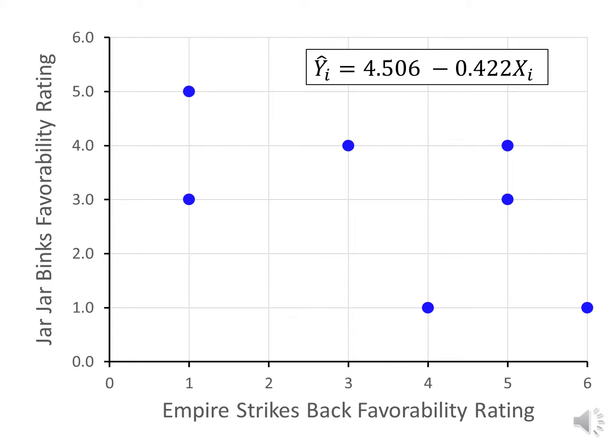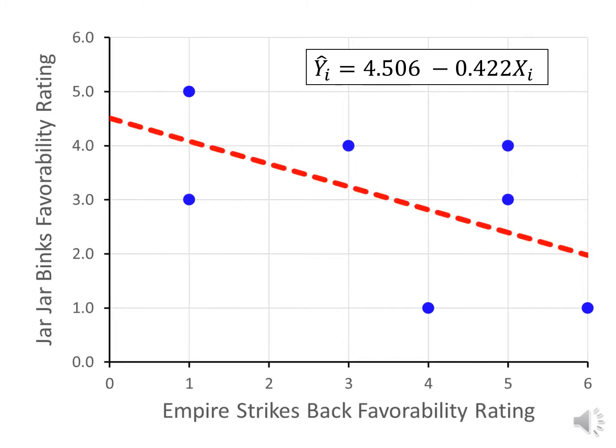For example, we already know that when x is 0, the predicted y is 4.506. Remember, it's the y-intercept. And when x is 6, the predicted y is 4.506 plus 6 times negative 0.422, or 1.974. We then draw a line between these two predicted values and we have the regression line.